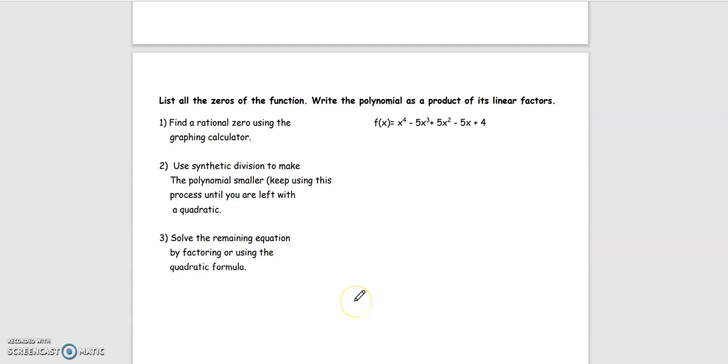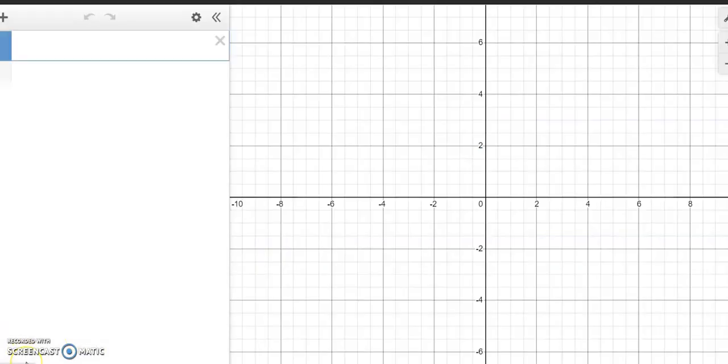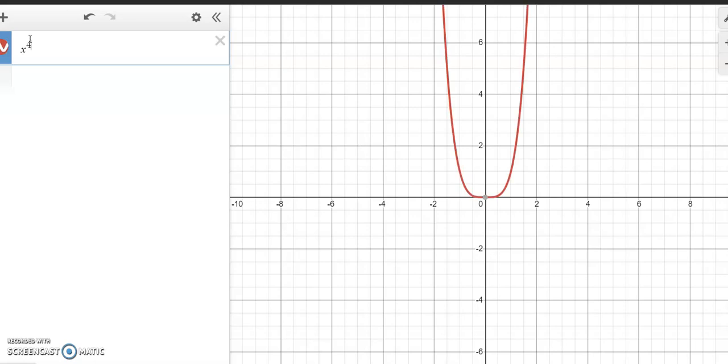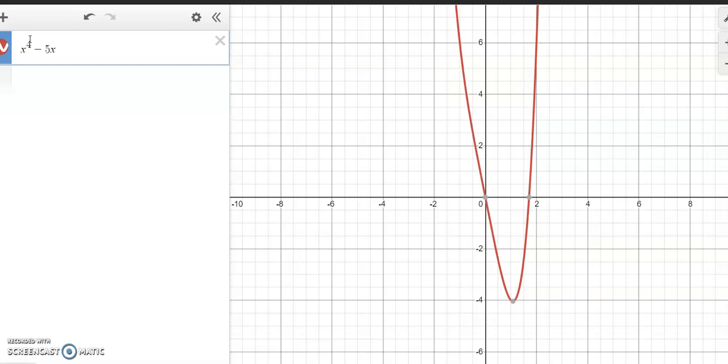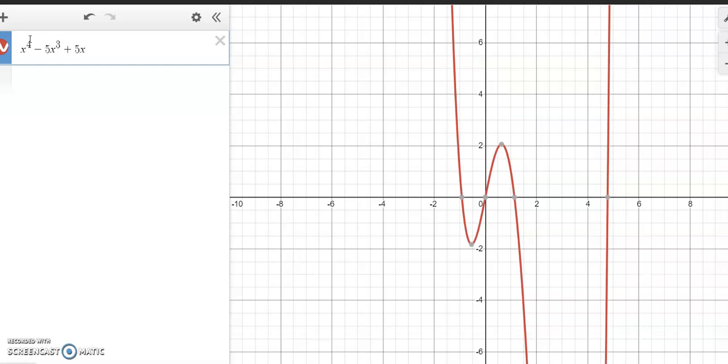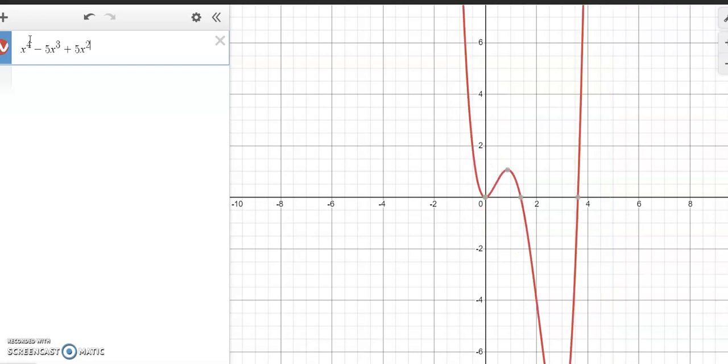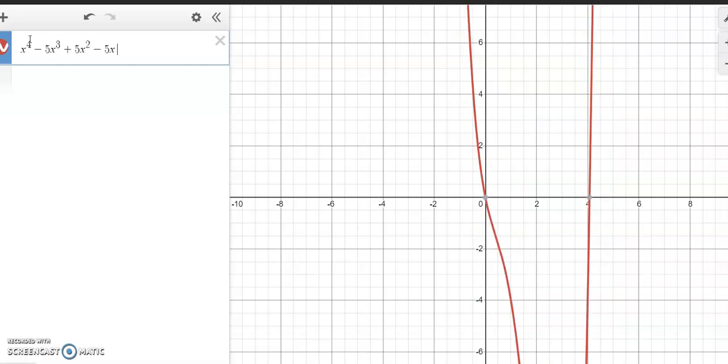So I'm going to bring up Desmos and type this in. You can also use your graphing calculator, which I will show you. In Desmos, I'm going to type x, then shift and 6 for the caret button, and an exponent of 4, arrowing over to get out of there, then minus 5x to the third plus 5x to the second minus 5x plus 4.